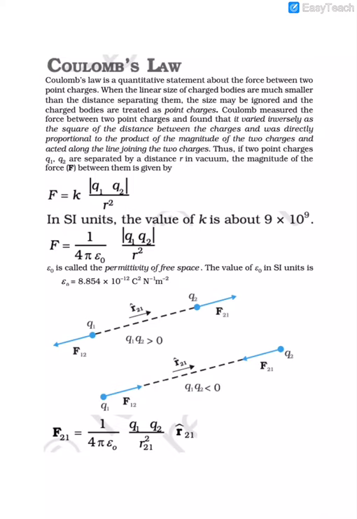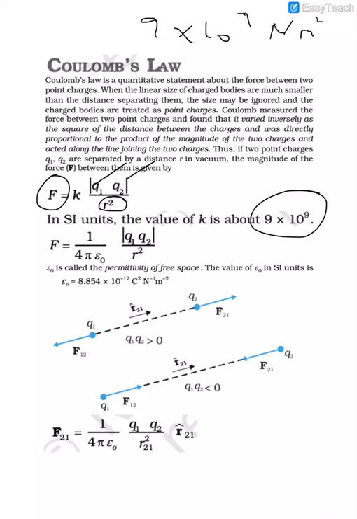Now, if we are following SI system, which is what we do most of the time, then the force will be measured in newtons, the distance r will be measured in meters, and each of the two charges will be measured in coulombs. And in that case, the value of k turns out to be 9 into 10 to the power 9. So this is the value of k. So obviously what is going to be the unit? It will be Newton meter square per coulomb square. So 9 into 10 to the power 9 Newton meter square per coulomb square is the value of k.